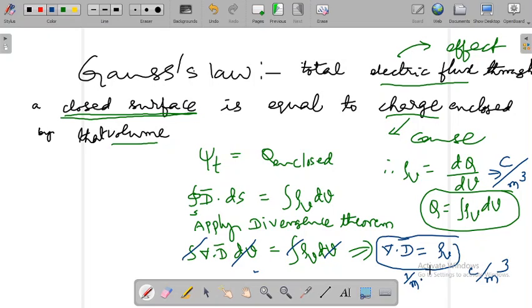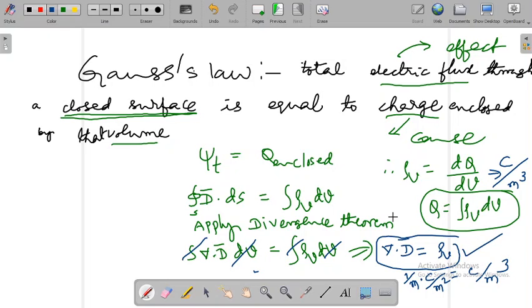Meter. And the unit of D is what? Flux density. Equal to charge, meaning the unit of flux equals the unit of charge. That's flux per unit surface area. The unit of flux is coulombs, and surface area means the area units are meter squared. So this is equivalent to meter into coulomb per meter square, which gives coulomb per meter cube. So this equation is satisfied.